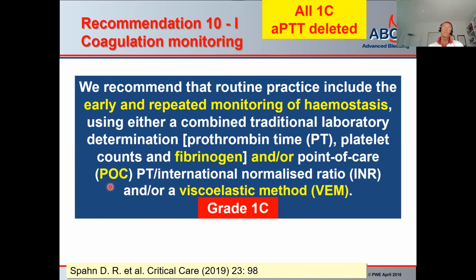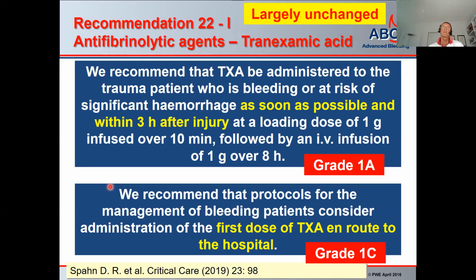But it's important to do that immediately to find out if there is coagulopathy, and if yes, what is the cause of coagulopathy. Now, in terms of antifibrinolytic agents, we are very clear. This is one of the relatively few grade 1A recommendations. So we recommend that tranexamic acid be administered to the trauma patient who is bleeding or at risk of significant hemorrhage as soon as possible and within 3 hours after injury.